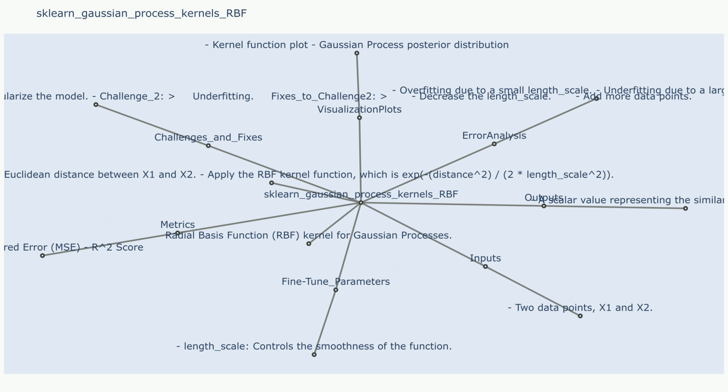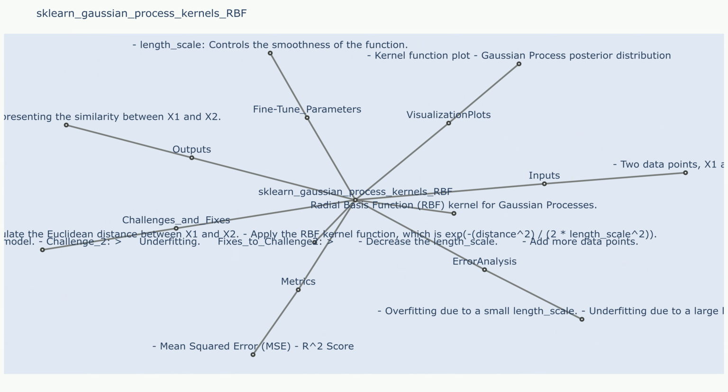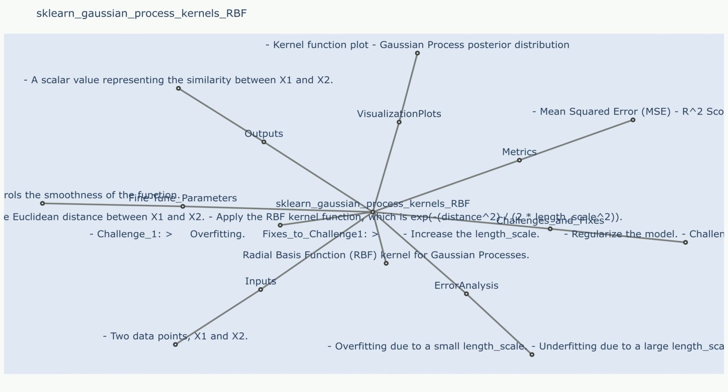Fine-tune parameters. Parameter 1: explain in detail length scale gamma. The length scale parameter controls the width of the Gaussian bell curve. A larger length scale results in a wider curve, implying that points further apart can still be considered similar. A smaller length scale results in a narrower curve, meaning that only points very close to each other are considered similar.